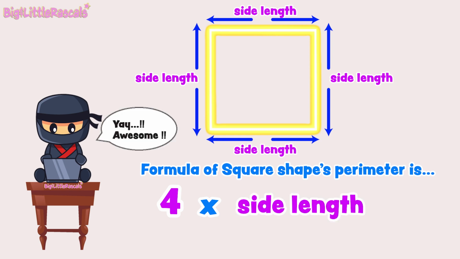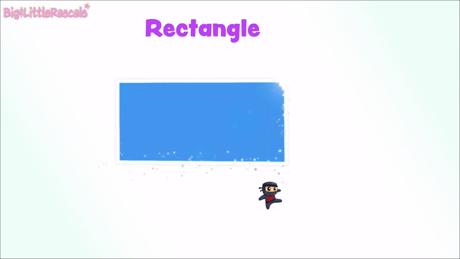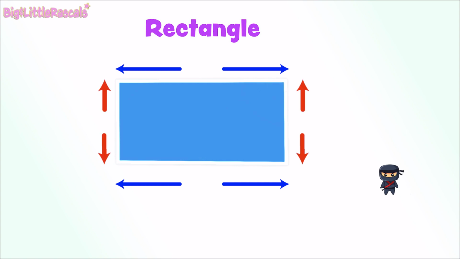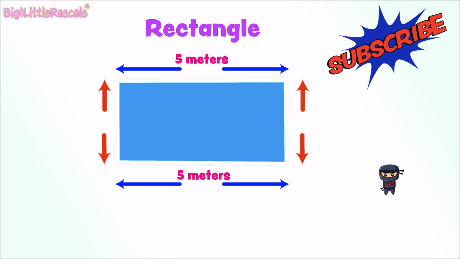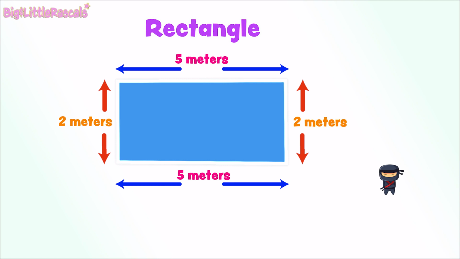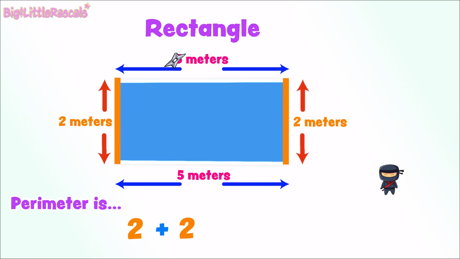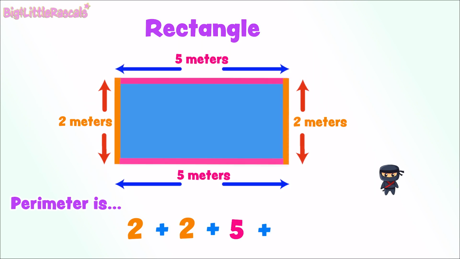Great work, Ninja! But how about this shape? It's a rectangle. Rectangle also has 4 sides, but only the opposite sides are equal length. So this rectangle's perimeter is 2 plus 2 plus 5 plus 5 equals 14 meters.